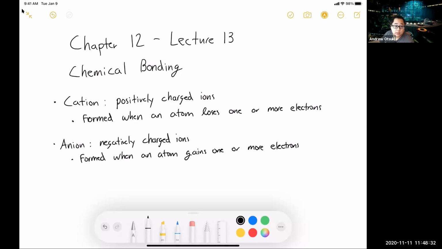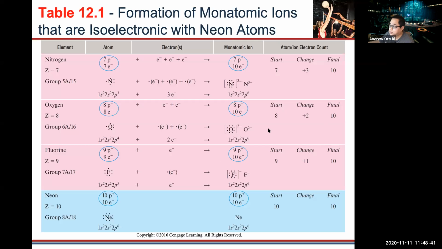Okay, so let's go over this chart here. It'll be very helpful if I'm not paraphrasing it. So here we go. We tend to form ions that are isoelectronic with neon atoms or a noble gas, because they satisfy the octet rule, and they have full electron valence shells. So the highest sublevel will have 8 electrons.